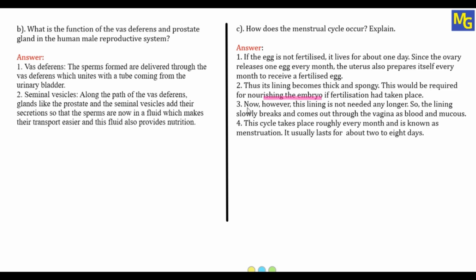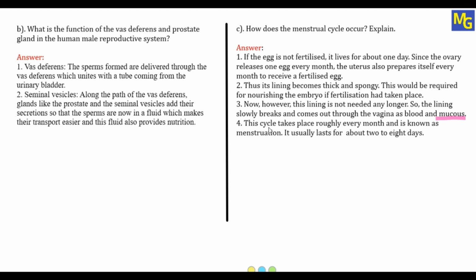Now, however, this lining is not needed if fertilization didn't take place. This lining, which is thick and spongy, and those blood vessels are not needed any longer. So the lining slowly breaks and comes out through the vagina as blood and mucus. Whatever the uterus has got ready to carry the fertilized egg, it is already ready, but because the egg has not got fertilized, immediately the wall of the uterus breaks and comes out through the vagina as blood and mucus. This is what is called menstruation.